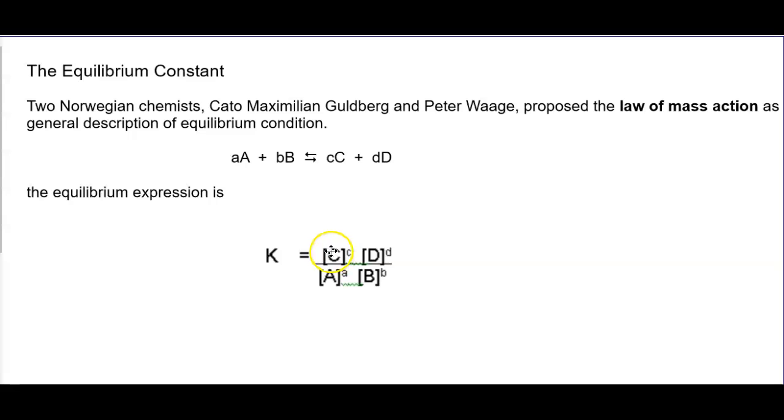And then you're going to put the concentration, that's what square brackets means, remember. Concentration is moles over liters, of each of the products, or the product of the products. So I'm going to multiply the concentration of C raised to its mole value times the concentration of D raised to its mole value, all over the product of the reactants, so the concentration of A raised to its mole value times the concentration of B raised to its mole value.